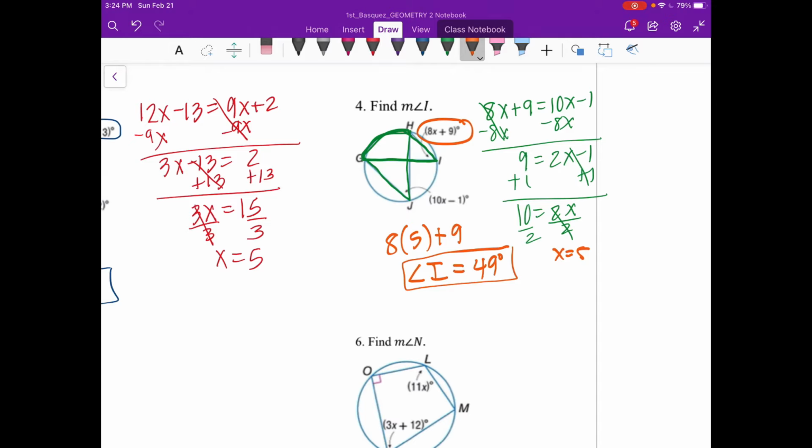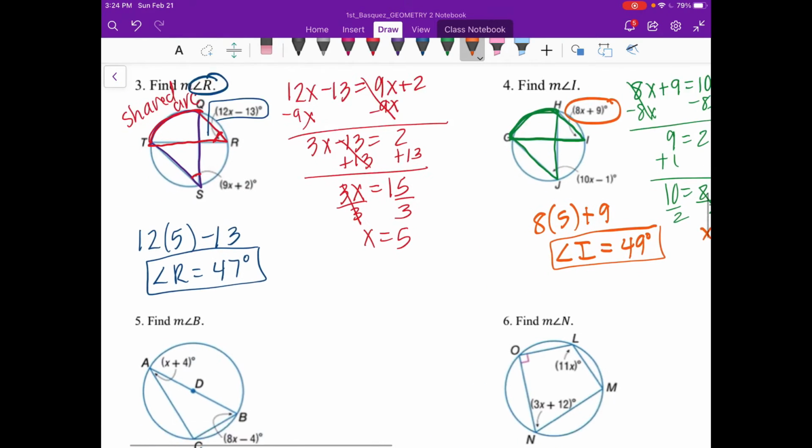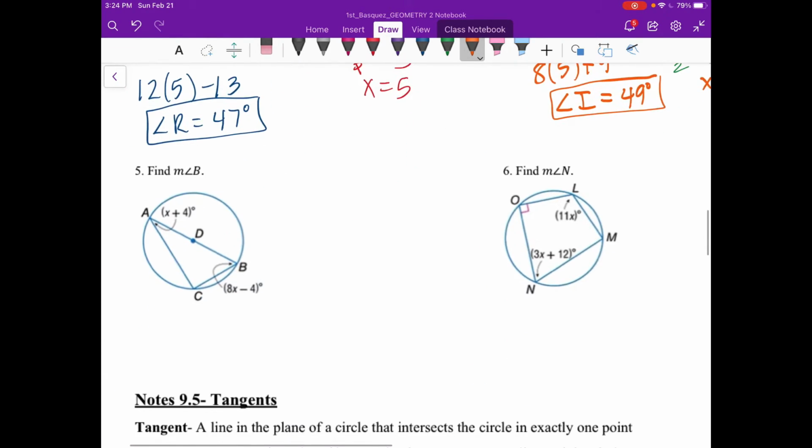Okay, two more examples with these intercepted arcs. For this number 5, I have a special case where my intercepted arc happens to be the semicircle, right? It's going through the center, creating that diameter. And what we said about this is that it creates a 90-degree angle here automatically. So really what I have going on here is a 90-degree angle. This is x plus 4, and then 8x minus 4.